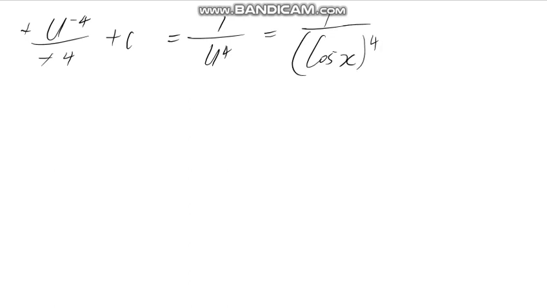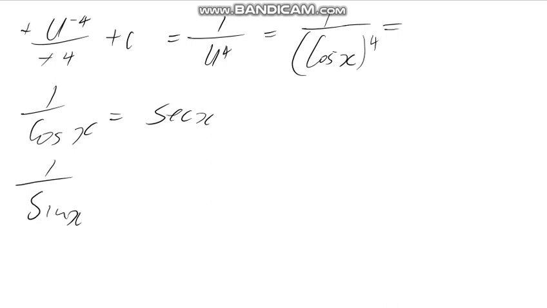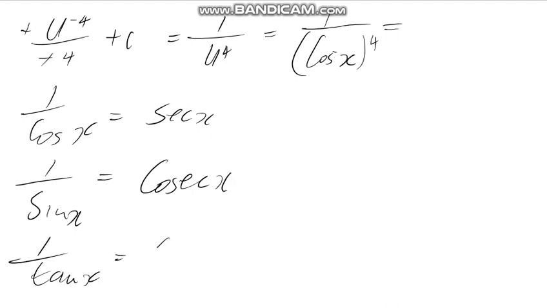So you can change this. What is 1 over cos? So 1 over cos x is the same as sec x. Remember, 1 over cos is the same as sec x. And then 1 over sin x equals cosec x. Then 1 over tan x equals cot x. So this you can change it to 1 over sec to the power of 4 x. Then you just say plus c.